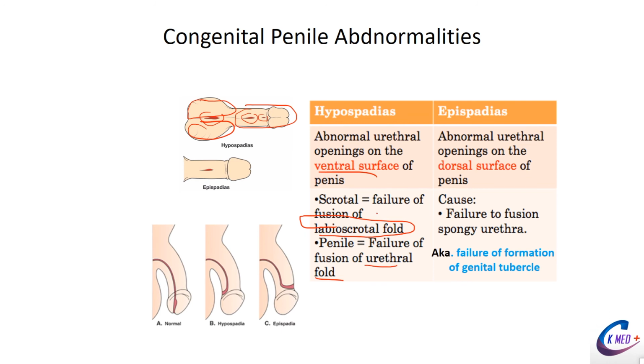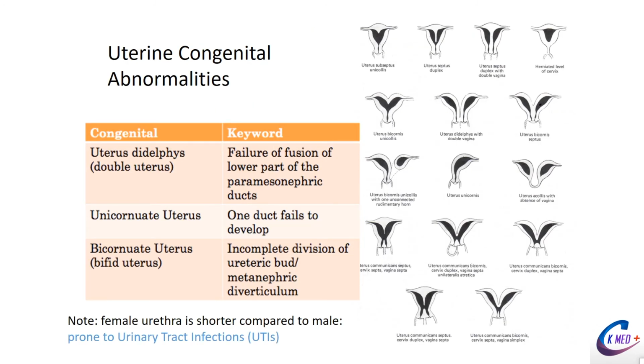And then epispadias on the other side is this one down here. Epispadias is where it opens up on the dorsal surface, on the back of the penis. And so this is due to a failure of the spongy urethra to form. Another way they could say that is, remember the genital tubercle is the thing that's kind of the column, and if it moves up or down, moves around, failure of formation of that genital tubercle can actually cause epispadias as well. So look for either definition when someone is described with epispadias.